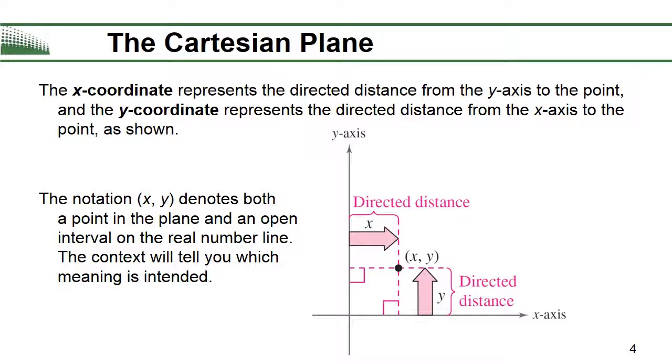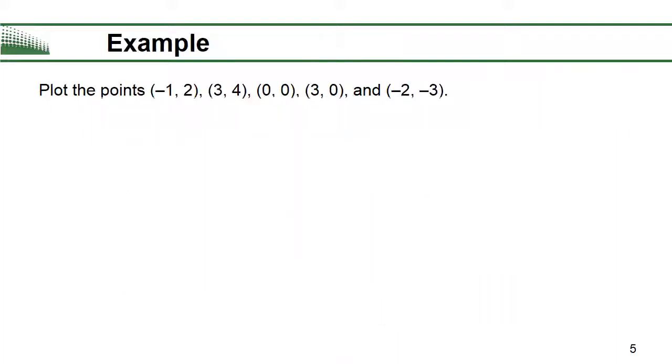Now you'll note that the way we write the point, the parentheses with x comma y, is very similar to how we represent an open interval on a number line. We use the parentheses and then we put the comma between the two numbers. How do you know which this is? Well, it's the context of the problem. It should be pretty obvious whether we're talking about an interval on a number line or a point on a plane. So here's an example.